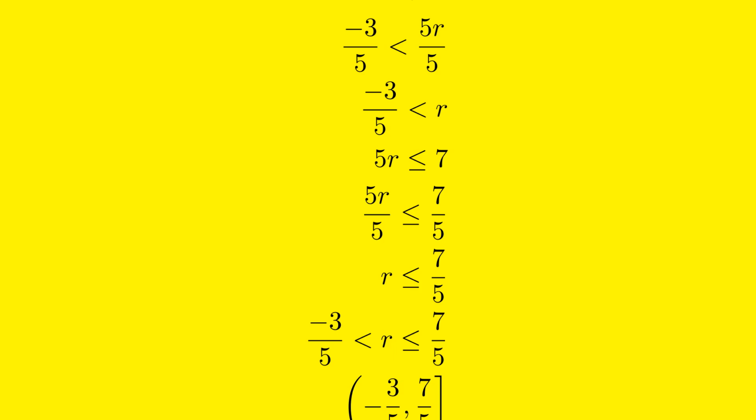In interval notation, this solution is written as open interval -3/5, comma, 7/5 closed interval. This is the final step. The problem is now fully solved.